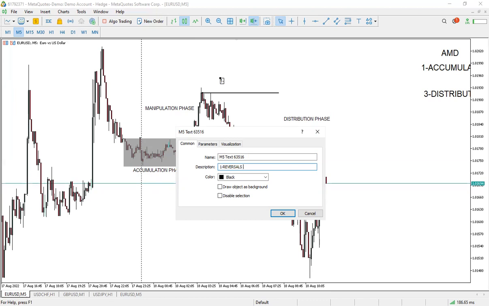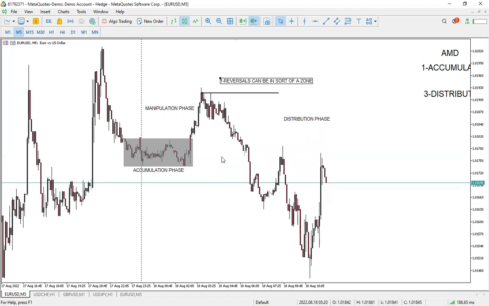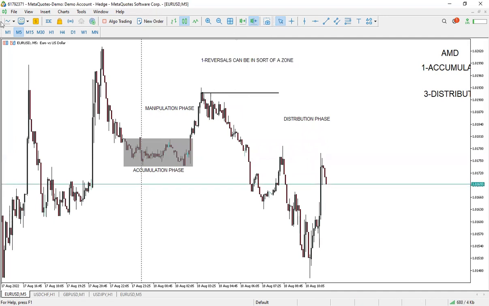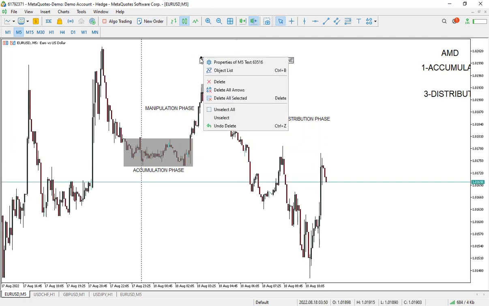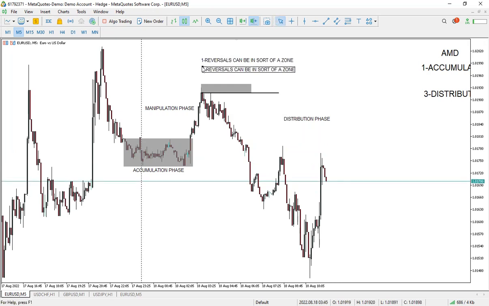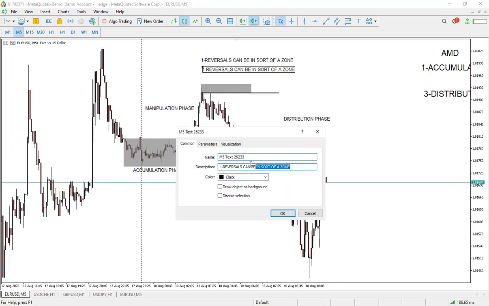Reversals can be in sort of a zone. This is the first thing that you have to take. The reversal signal, you can get it if the market manages to form a zone. You know what's a zone? This is a zone. A zone is something like this. When it starts consolidating, a zone is something like this. If it starts consolidating in the zone there, then you must be looking for a reversal, or that it's a reversal signal that the market will reverse. Or secondly, the market might do this.